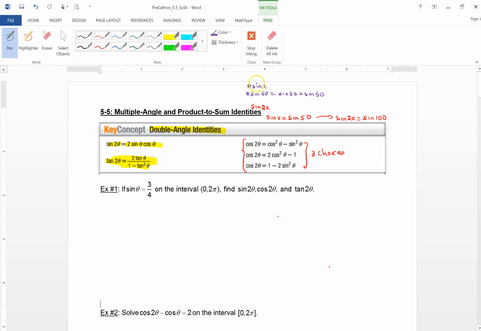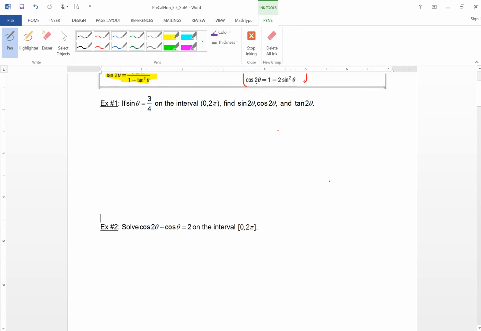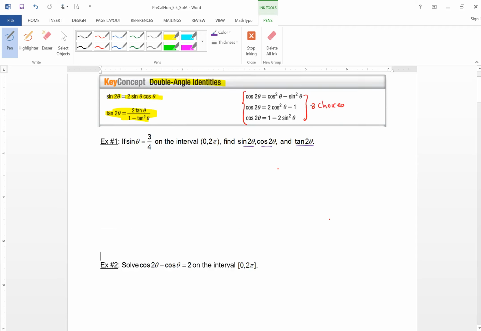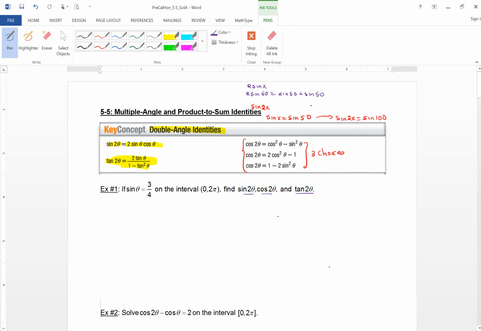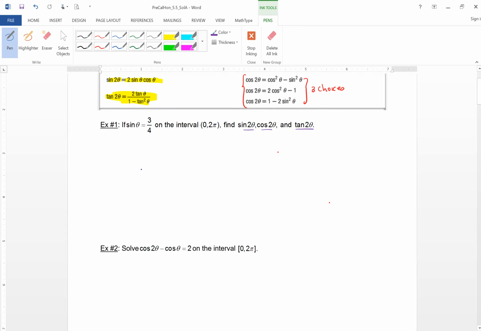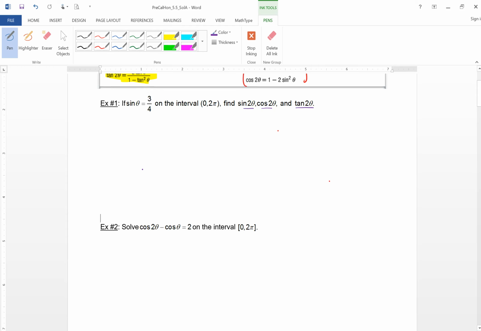All right, so let's do the first one here. You have sine of theta is 3 over 4. And you want to find sine of 2 theta, cosine of 2 theta, tangent of 2 theta. Now if you look above, all of those identities involve sine of theta, cosine of theta, and tangent of theta. So before you even start with the double angles, you have to use the identities from 5.1 and find cosine of theta and tangent of theta. So just find the other two.